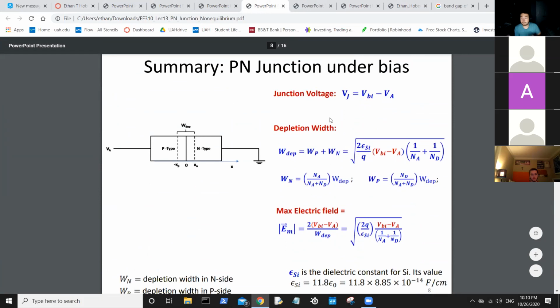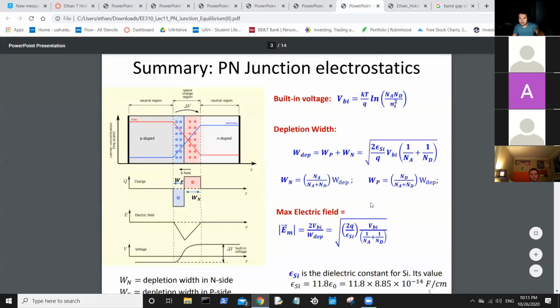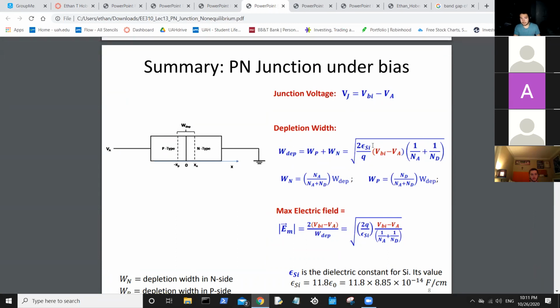So the built-in voltage is still the same. Here's what it looks like. These are the equations when it's in equilibrium. And these are the equations when you have an applied voltage or biasing, whether that be forward or reverse. All that changes is the depletion width, the first thing affected by applying a bias. And you can see the built-in voltage term is going to change. It's either going to go up or down depending on the sign of that applied voltage. Because if it's a negative applied voltage times a negative, that total is going to sum and go up.